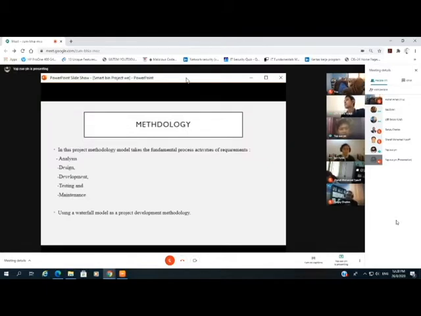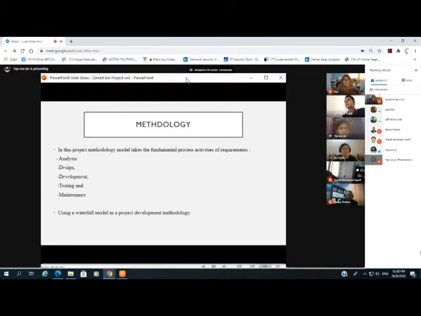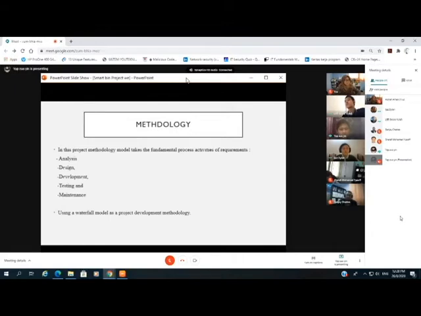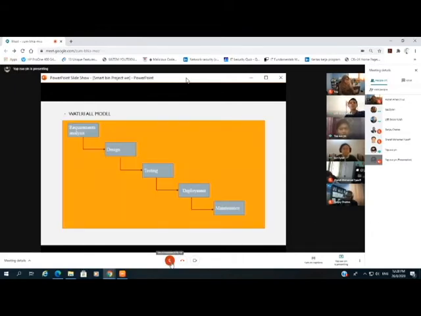Requirement analysis, design, deployment, testing, and maintenance. In this project, we are using a waterfall model as a project development methodology. This is our waterfall model.